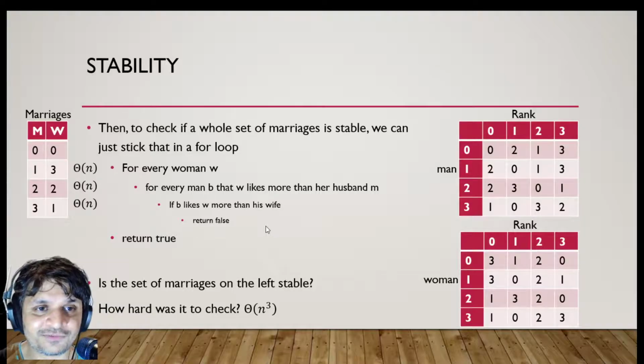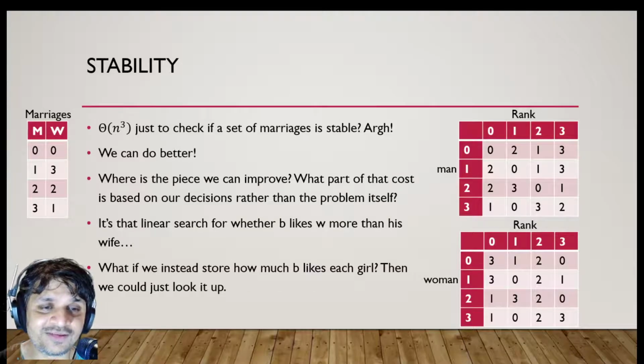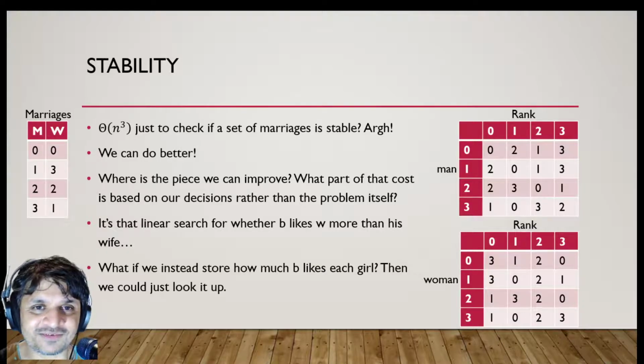That kind of sucks, right? That's a pretty awful complexity. And the worst part about it is that it just checks if a set of marriages is stable. It doesn't even construct a set of stable marriages for us, which is really what we want to do. This just checks, right? It just verifies. Now, the question is, can we do better? And the answer, because it's written on the slides, is we can do better.